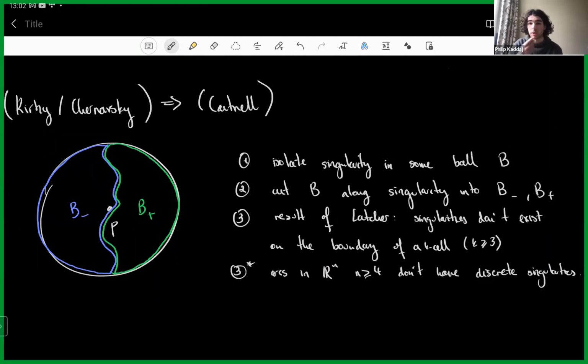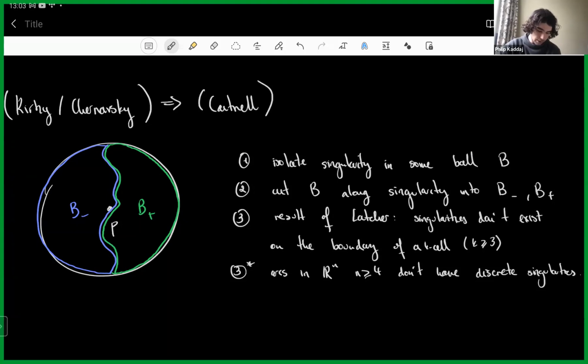That is to say, the union of two n-1 balls is flat. Then we can isolate the singularity. So suppose we have some embedding of an n-1 dimensional manifold into an n-dimensional manifold that has a singularity at a point, i.e. there's a neighborhood of this point where the embedding is locally flat everywhere apart from this point P.